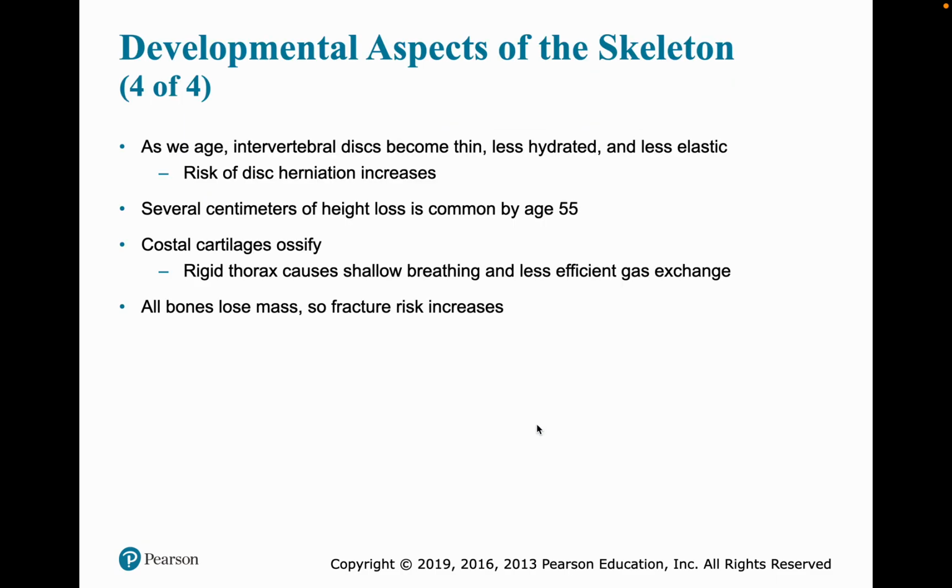As we get older, intervertebral discs become thin, less hydrated, less elastic. We get a higher risk of herniation. We can lose several centimeters by age 55, and 1 inch is 2.5 centimeters, so we're roughly talking an inch. Costal cartilages tend to ossify, so they become more fragile. It also can interfere with breathing. And all of our bones are going to lose mass, so the risk of fractures increases.